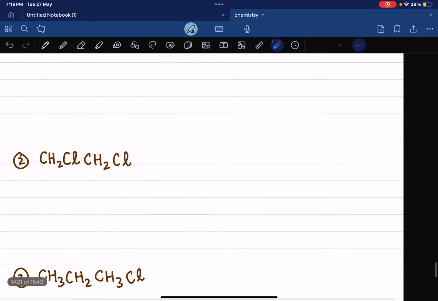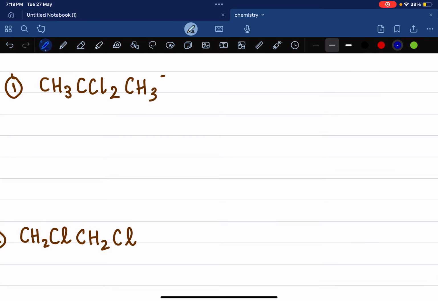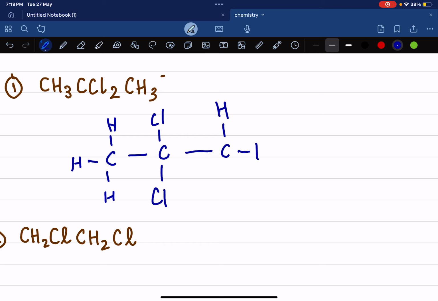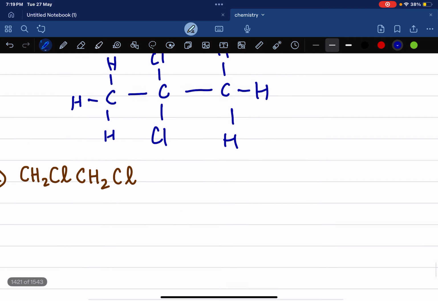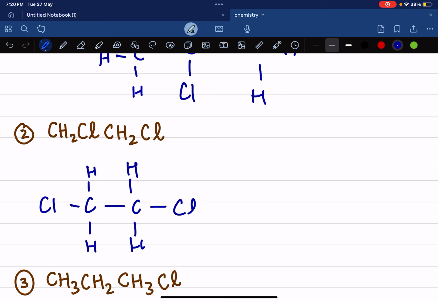So I've written the names of all these compounds over here. Let's draw the structures. First we have CH3. Let's draw. We have C and we have H3. Let's be quick. Then we have a C. Then we have Cl2, so one Cl above and one Cl below. And then we have CH3, so H, H, and H. So this is the first structure. The second structure was CH2, so H, H, and there was a Cl. Then again CH2, so H, H, and then a Cl. So that was the second structure.